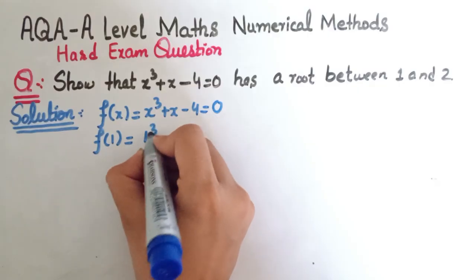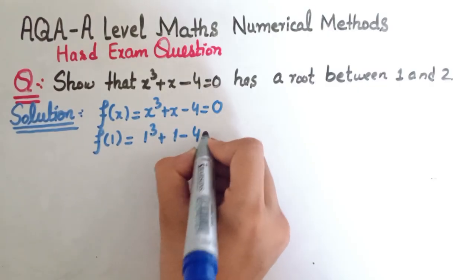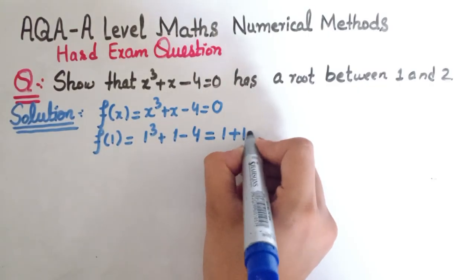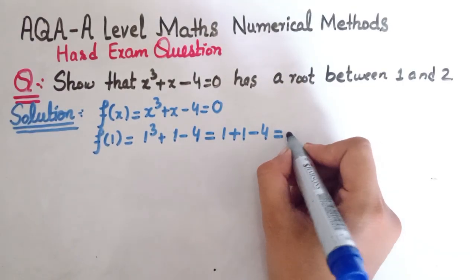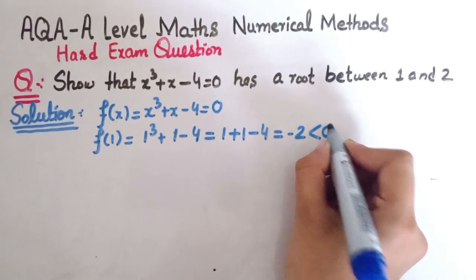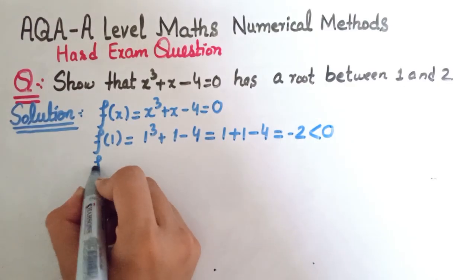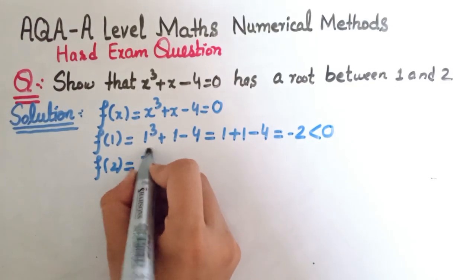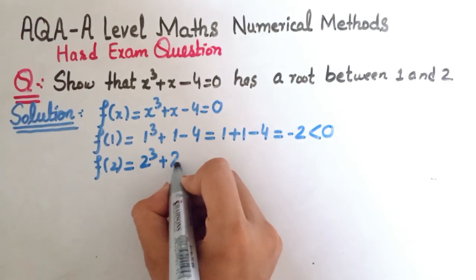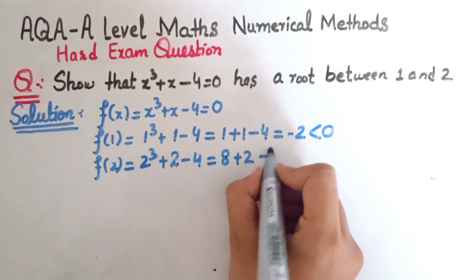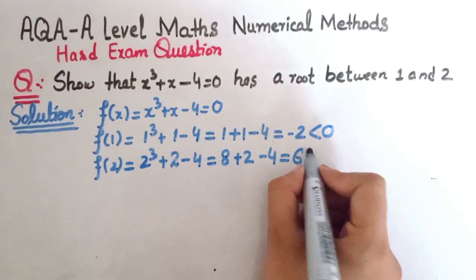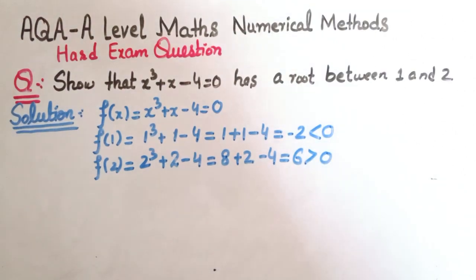We get 1 cubed plus 1 minus 4, which implies 1 plus 1 minus 4. So 2 minus 4 will be minus 2, and this is less than 0. Then f of 2, that means 2 cubed plus 2 minus 4. 2 cubed is 8, 8 plus 2 is 10, minus 4 is 6, that is greater than 0.